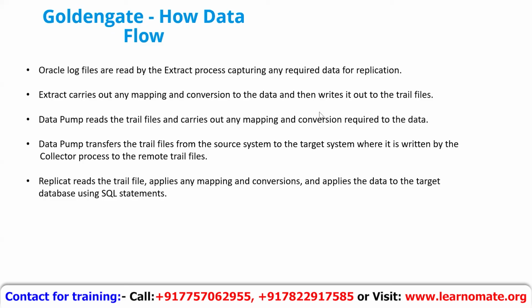So this is how GoldenGate data flow happens. Oracle redo log files are read by the extract process, capturing any required data for the application. Then extract carries out any mapping and conversion of the data and writes it out to the trail file. Data pump reads the data from the trail file and transfers it from the source system to the target, where it is written by the collector process to the remote trail file. Then replicat reads this trail file, applies any mapping and conversions, and applies the data to the target database using SQL statements.